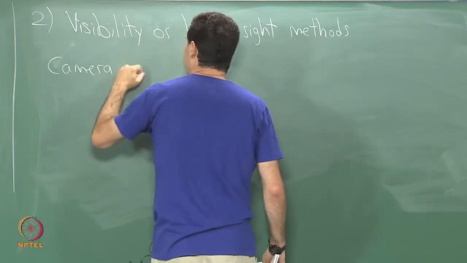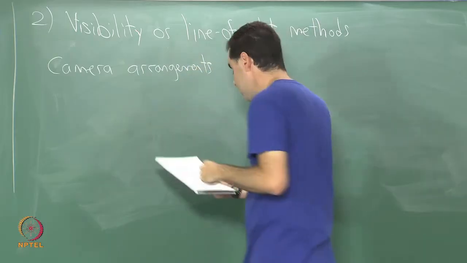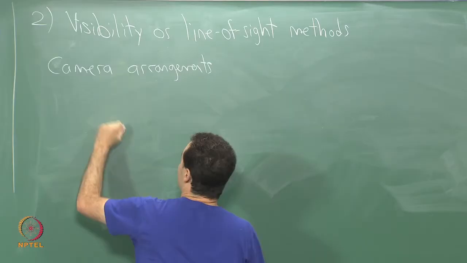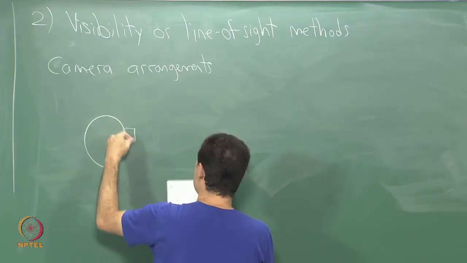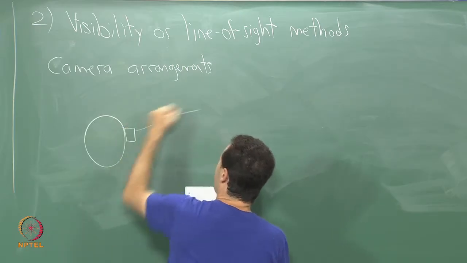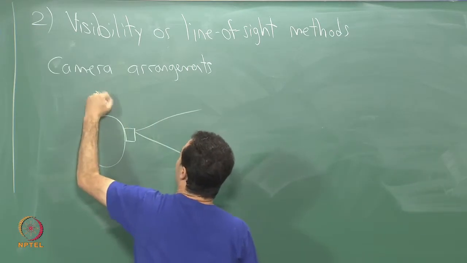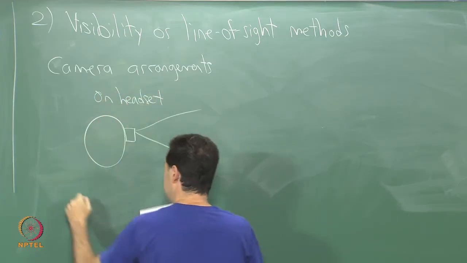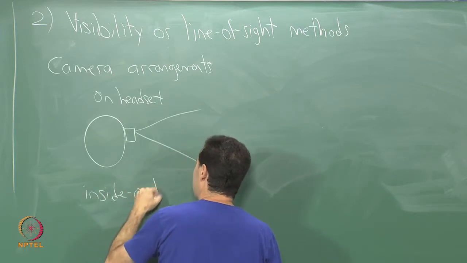So I can talk about various camera arrangements, and I believe I mentioned this last time. You could have a human head wearing a headset and the camera is looking outward. So this is where the camera is on the headset. And this is often referred to in the industry as inside-out tracking.